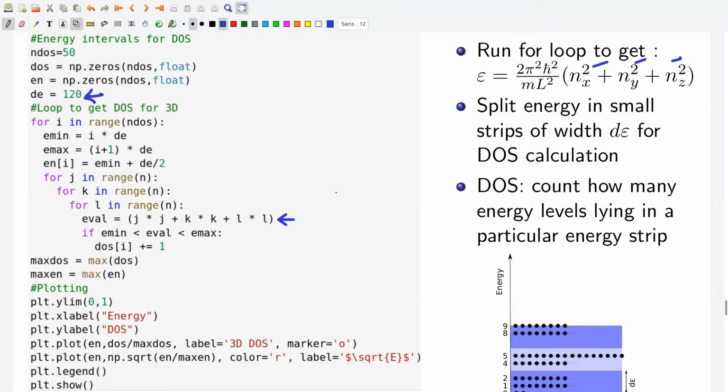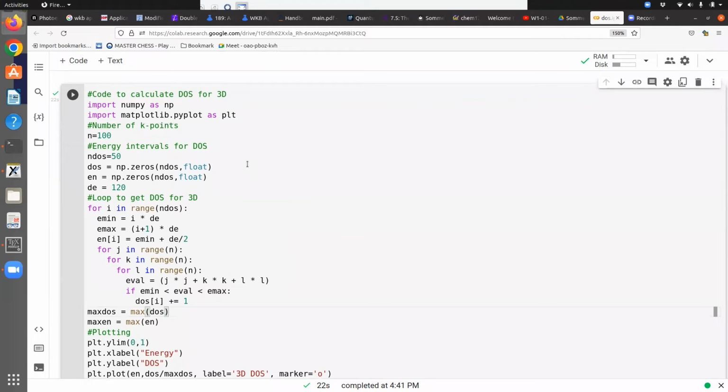For every small strip ranging from E min to E min plus dE, we count the number of energy levels in that energy range. This gives us the value of density of states. Finally, we plot density of states as a function of energy. This is the code for calculating DOS in 3D.